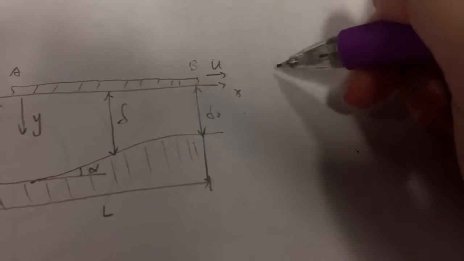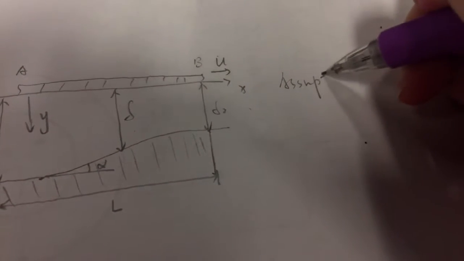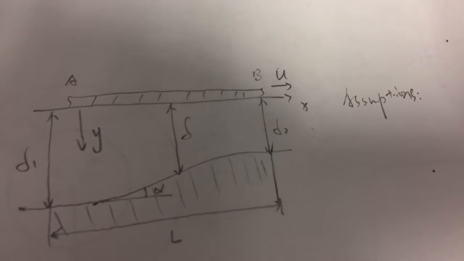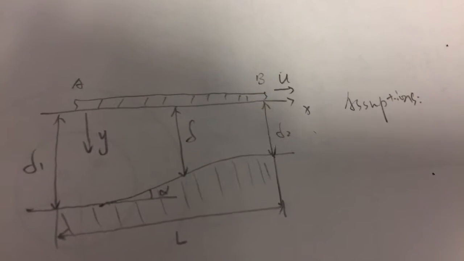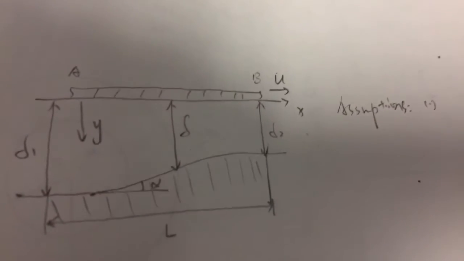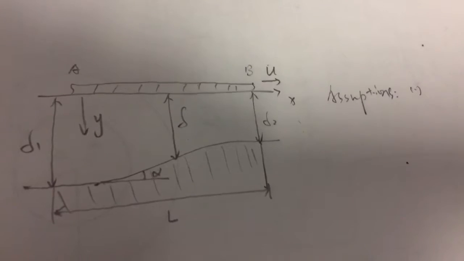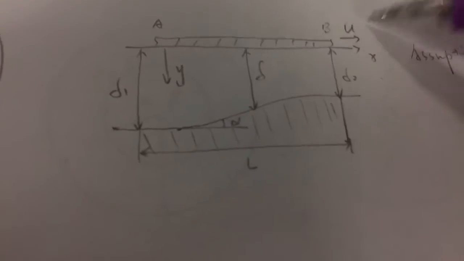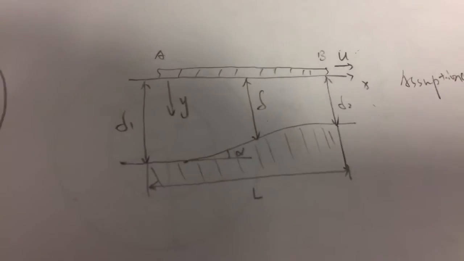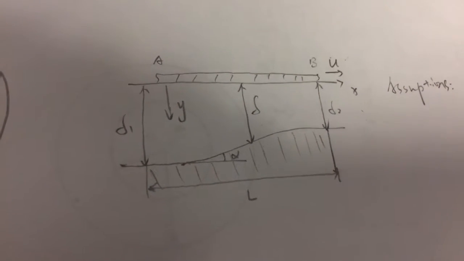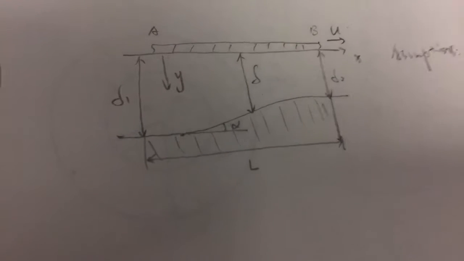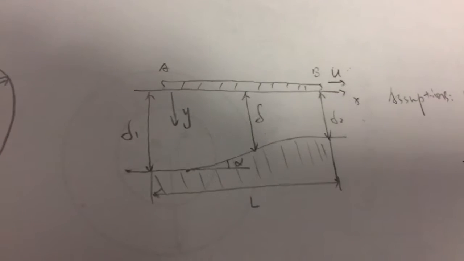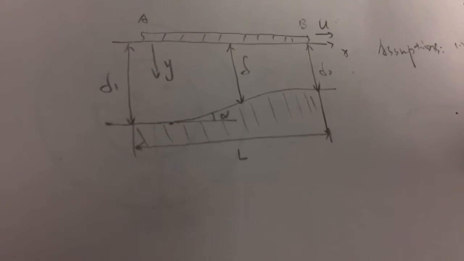Alright, first we make the assumptions. The first one is that the upper plane is moving in a straight line with a velocity of u, which can be seen here. The second is that the gap is full of lubricating oil. And the third is that the length of the rotor and the bearing is long enough, so the flow is treated as plane flow.